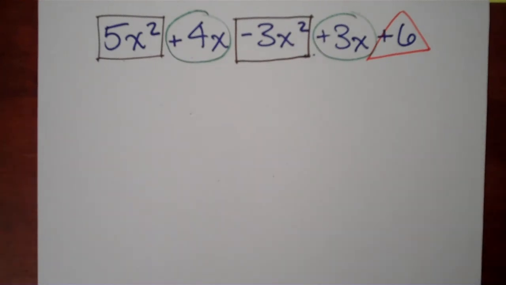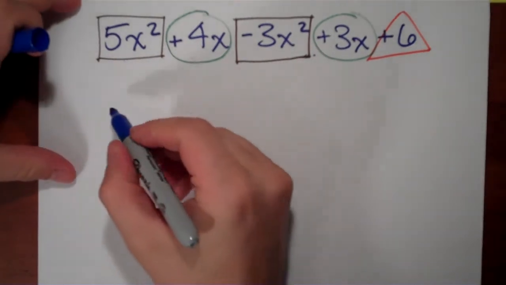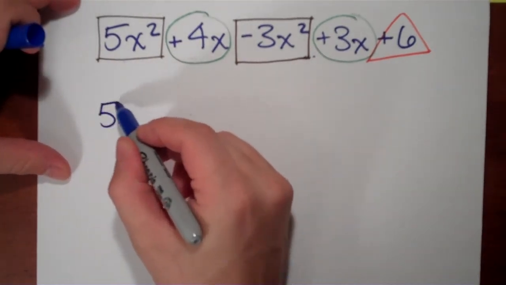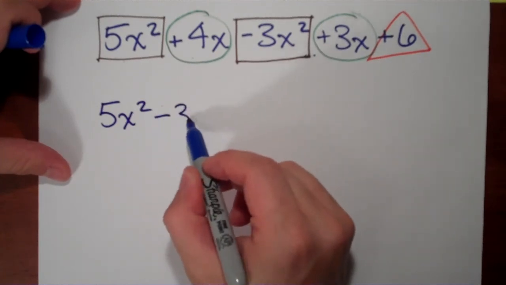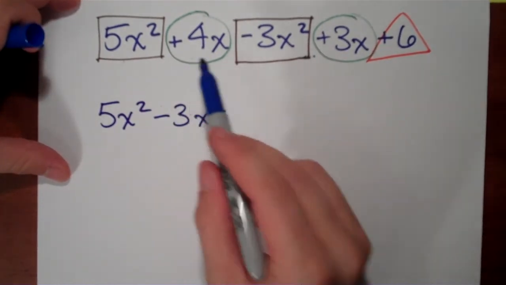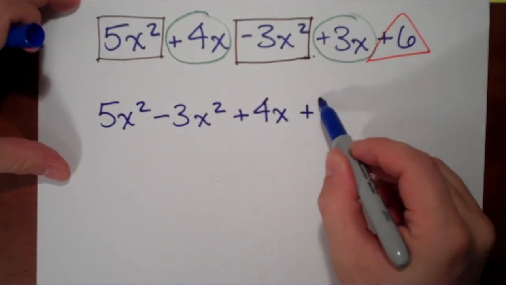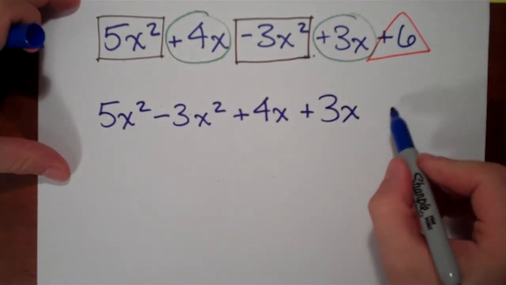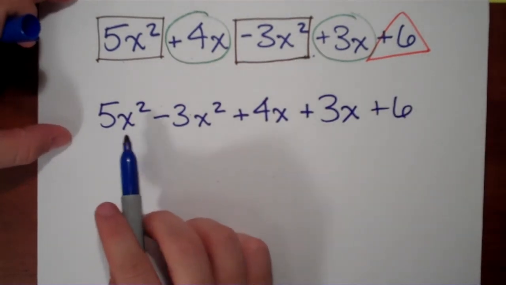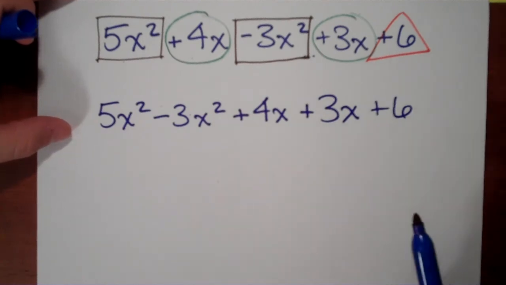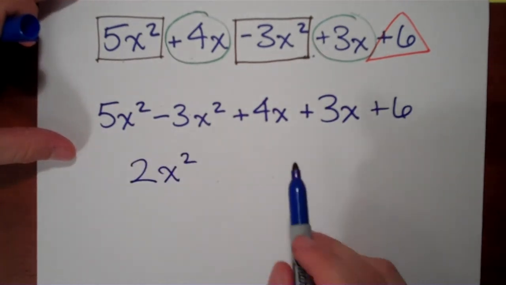Alright, I got 5x squared. I got negative 3x squared. Let's bring these down. So I have a positive 5x squared minus 3x squared. And then we're adding 4x and we're adding 3x. And then finally we're adding 6. Next step, 5x squared minus 3x squared, just 5 minus 3. That would give me 2x squared.